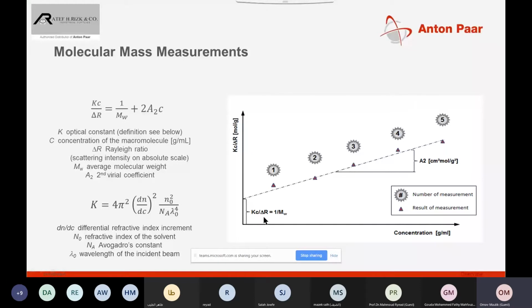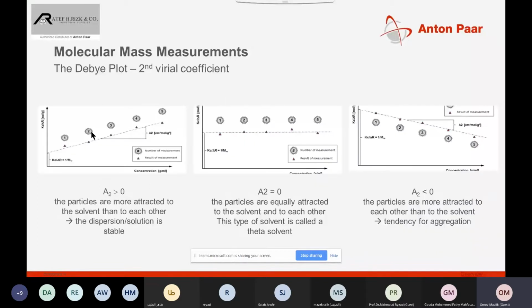Also, another thing which is very crucial with this particular measurement is the second virial coefficient, A2. Now A2 has a significance which also gives you an idea about agglomeration or coalescence in your particular solution or emulsion by giving a different value of slope.